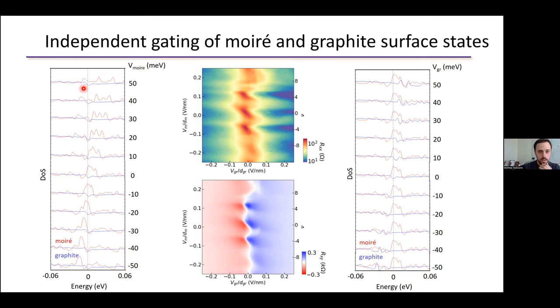If you squint, you'll see that the graphite density of states doesn't move with respect to the chemical potential as I change the Moire potential. But the Moire bands form these bumps and dips in density of states. If you track what happens at the chemical potential, starting at a positive Moire potential, we have a large density of states that evolves into a low density of states, then a high density of states, back to a low density of states, and it keeps oscillating.